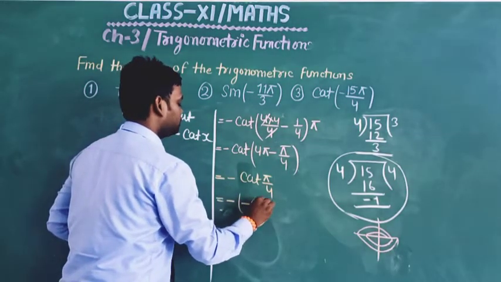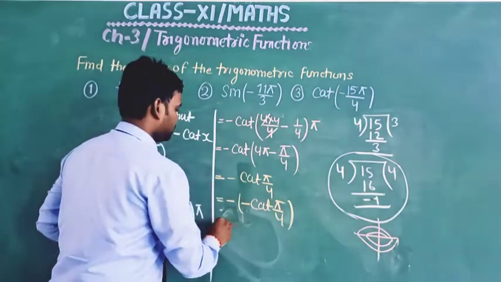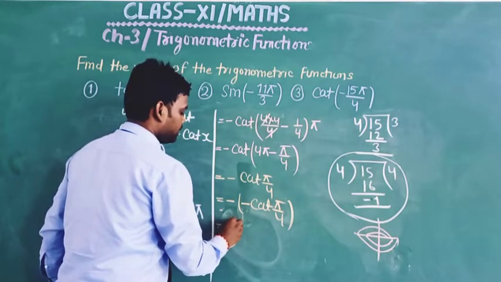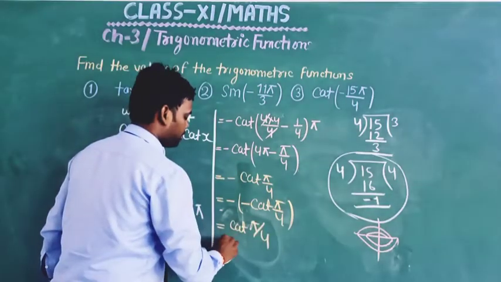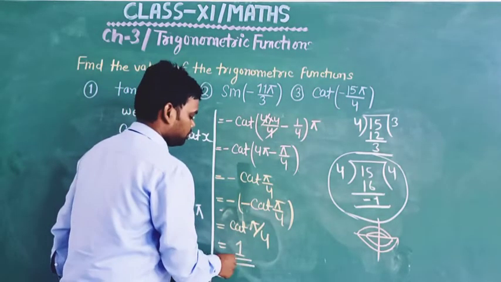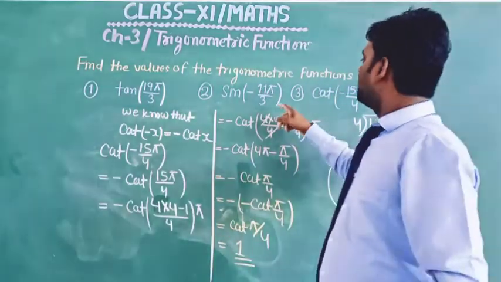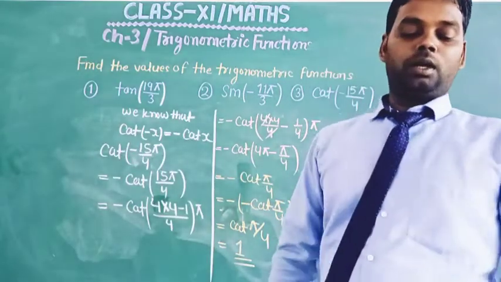So the value of cot 4 pi minus pi by 4 is minus cot pi by 4. So this is minus plus cot pi by 4. So the value of cot pi by 4 is 1. So this is the required value of cot minus 15 pi by 4 is equal to 1.